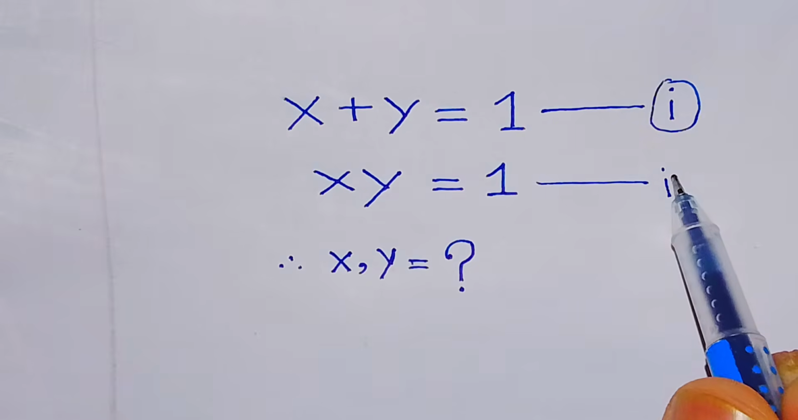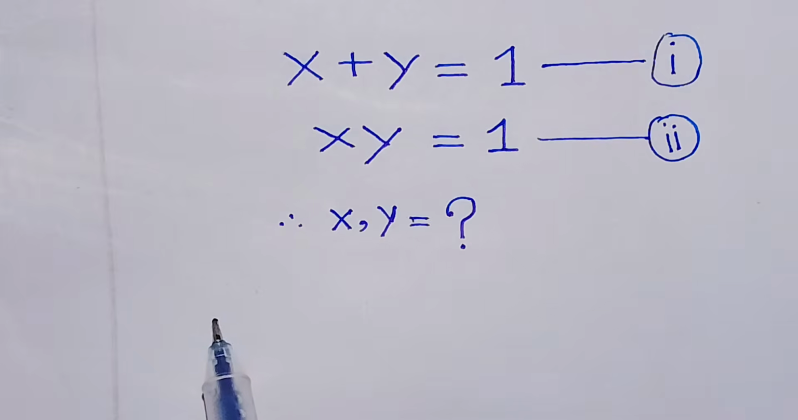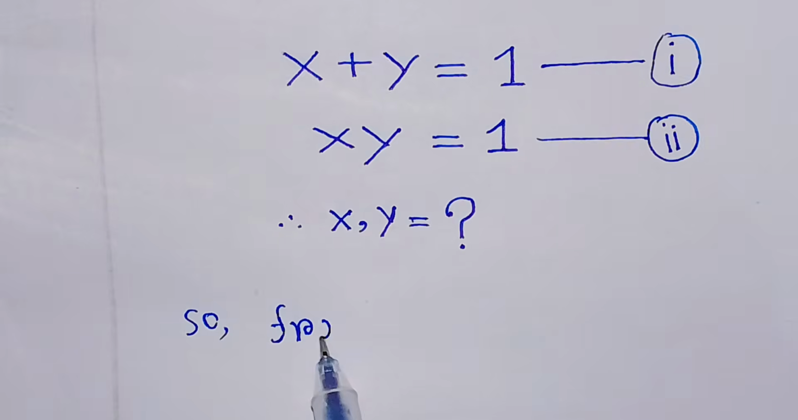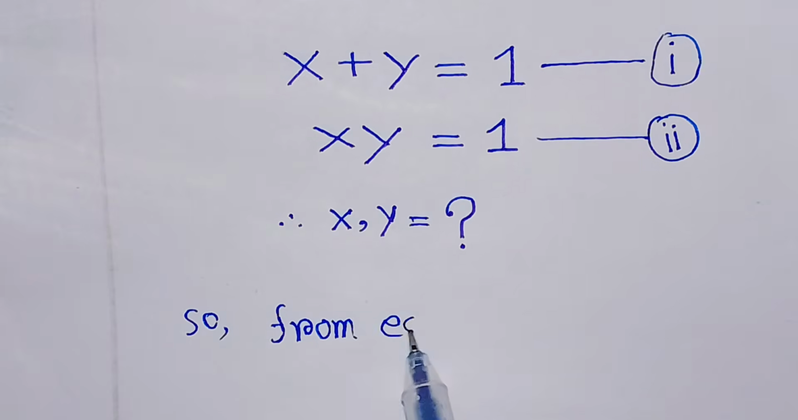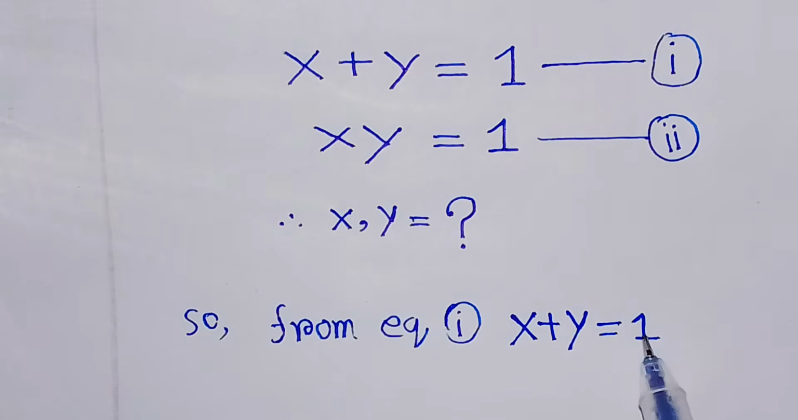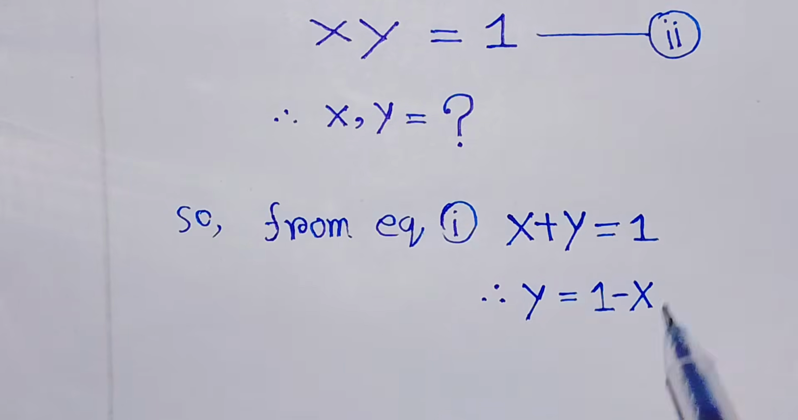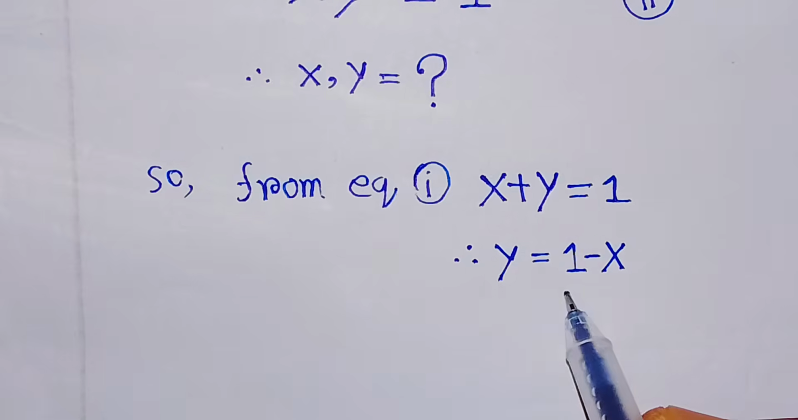So here we can take x + y = 1 as equation number 1, and xy = 1 as equation number 2. From equation number 1 we can write x + y = 1, and from here we can write the value of y = 1 - x. We can take this value, y = 1 - x, as equation number 3.